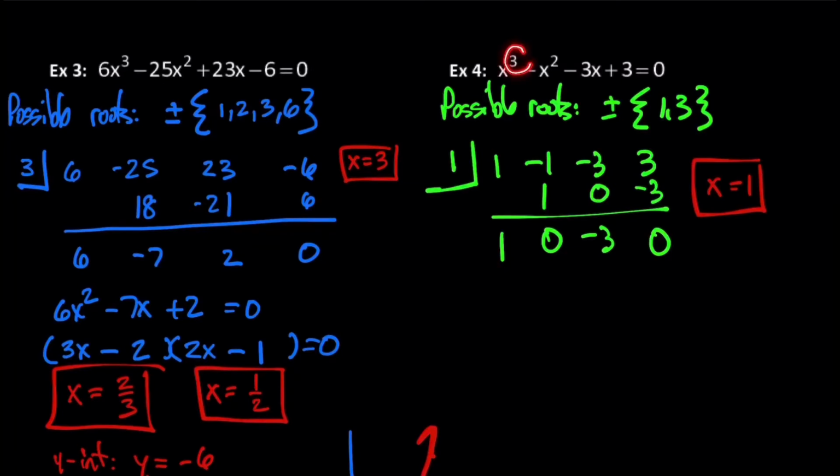So I started with a cubic. I depressed it 1 degree. This is now a quadratic. It's 1x squared plus 0x minus 3.